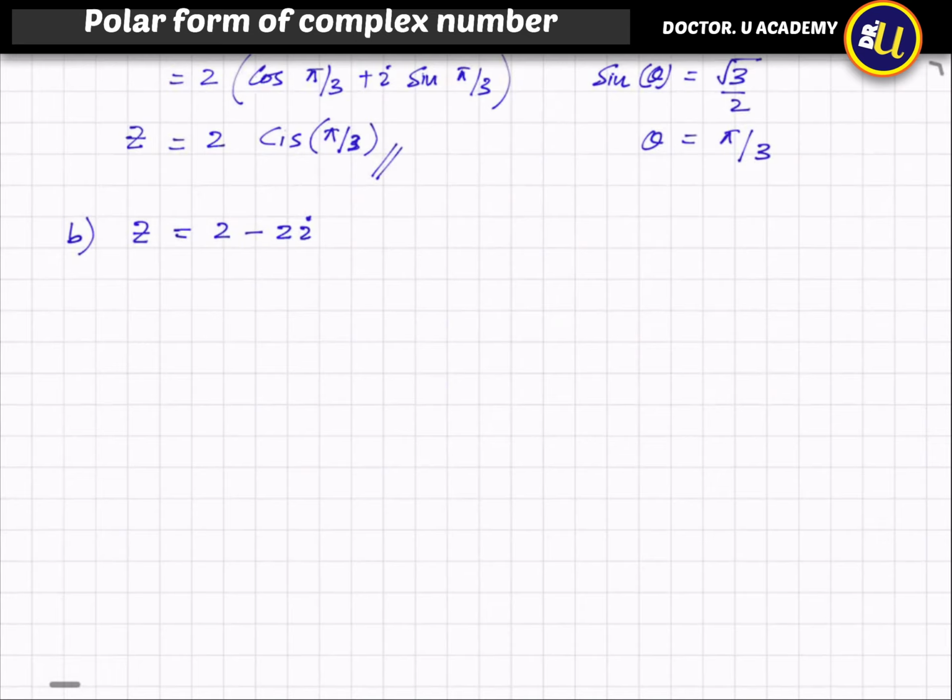Okay, so in this question we have to convert this into polar form. Now before we do that, we will see how this looks like.